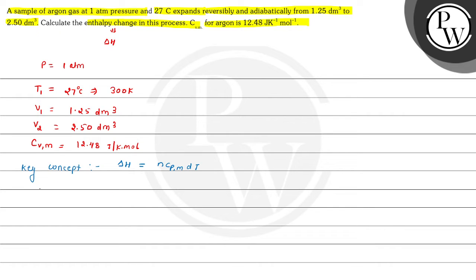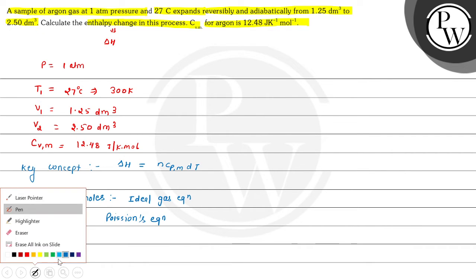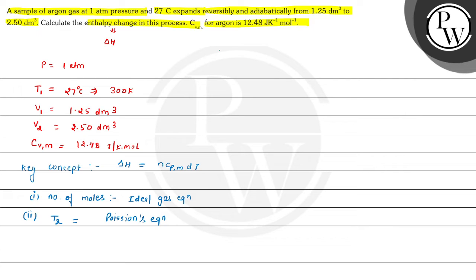So firstly we can calculate the number of moles. We can use the ideal gas equation, and for calculation of the second point, that is temperature T2, we will use Poisson's equation. Okay, now we can put the values in these equations. So the ideal gas equation is PV equals nRT. We have to calculate the number of moles, so n equals PV divided by RT.